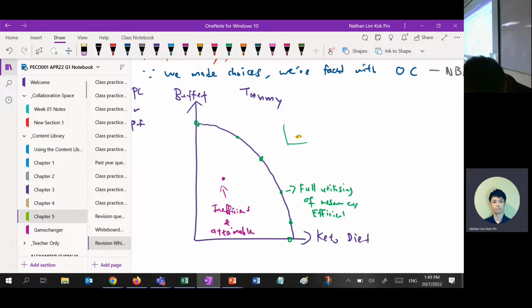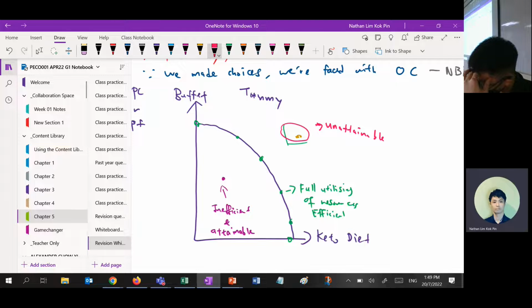This shows I have unlimited wants. I still want to eat more. Other than buffet, other than keto diet, I want to eat other stuff. I want to produce other stuff, consume other stuff. But can I do that? Cannot, because you're already full. Even if you want to eat more, you will feel sick. So this is what we call unattainable points.